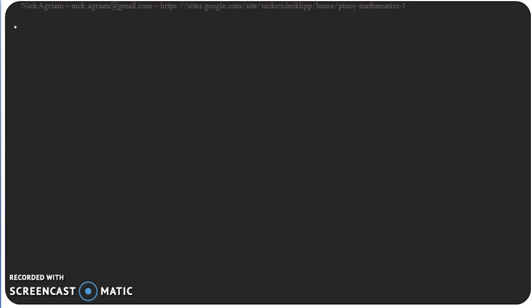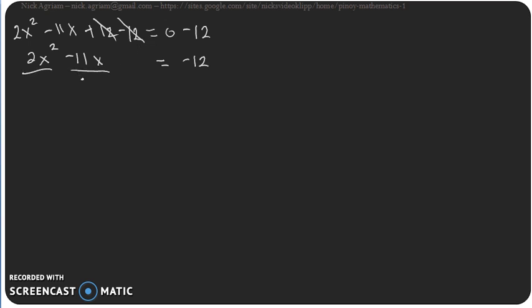More equations to solve. 2x squared minus 11x plus 12 is equal to 0. Remove the 12 from the left hand side by subtracting 12. So we have 2x squared minus 11x is equal to negative 12. Then we divide both sides of the equation by 2. Then we have x squared minus 11/2 x is equal to negative 6.